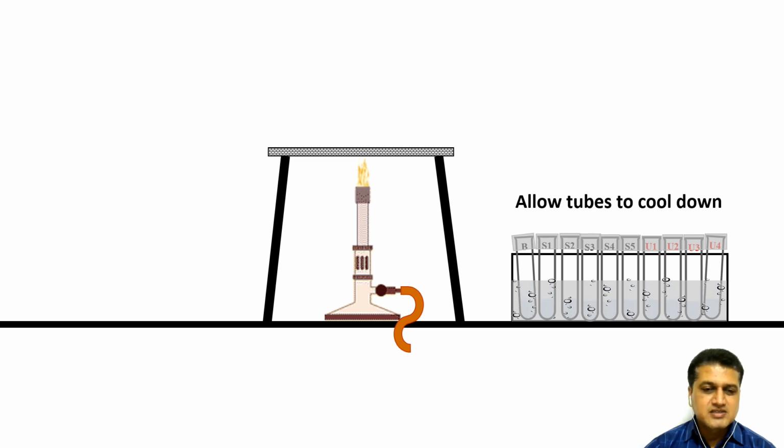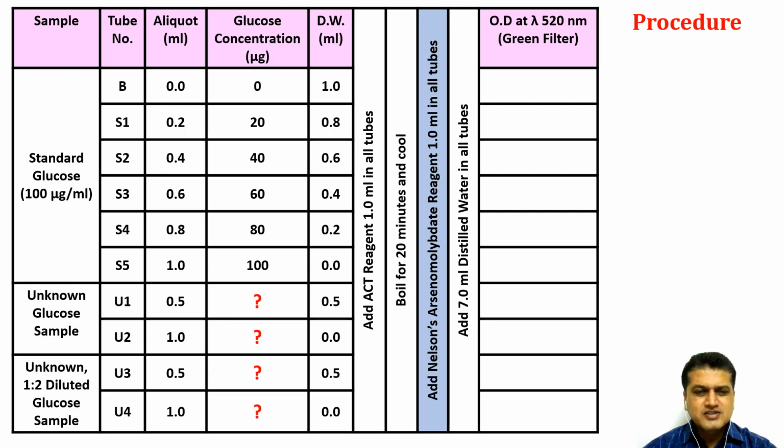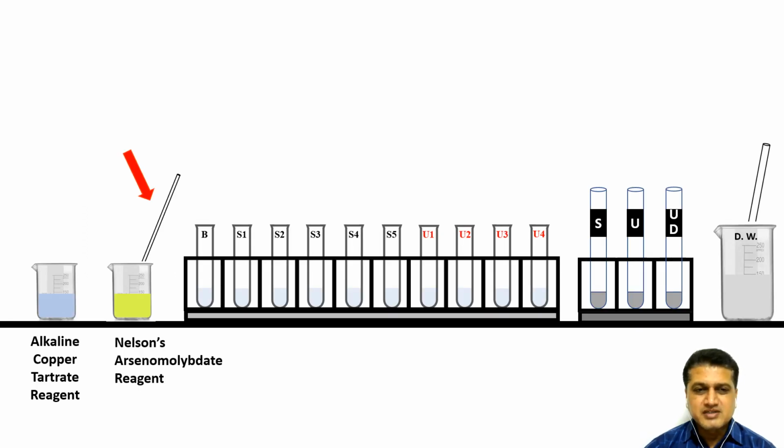After 20 minutes, allow all tubes to cool down. Once cooled, remove aluminum foil or plastic cap from every tube and arrange all tubes in a test tube rack. Then add 1 ml Nelson's arsenomolybdate reagent in every tube. Pipette in Nelson's arsenomolybdate reagent using 1 ml glass pipette.